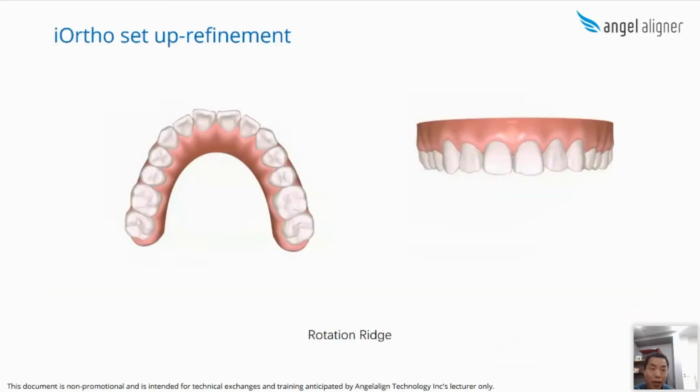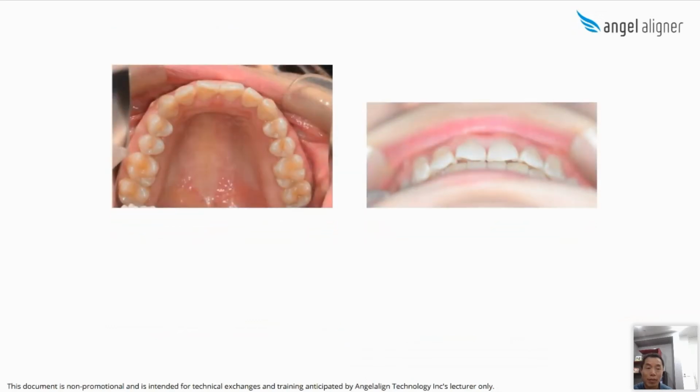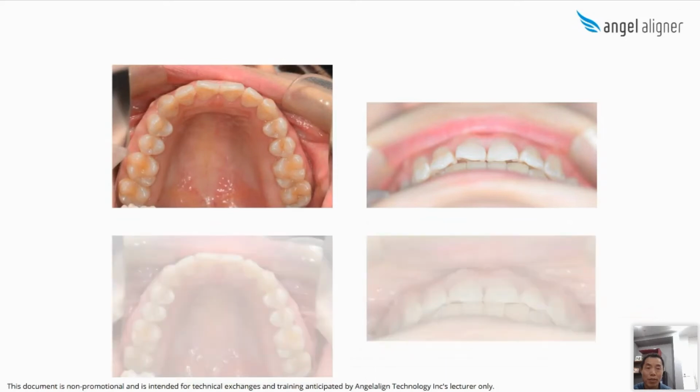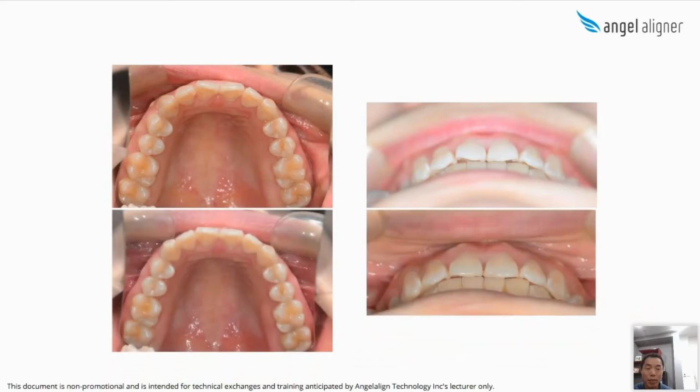Let's see, I also set up the refinement design. Ten stages. From this view, you can see the last 3 stages. We have a rotation ridge designed. This is before refinement. This is after refinement. The rotation is corrected.